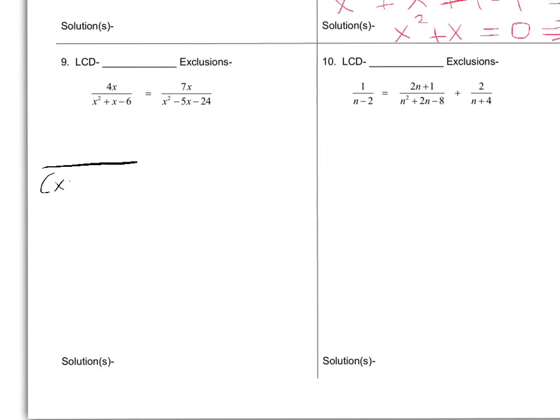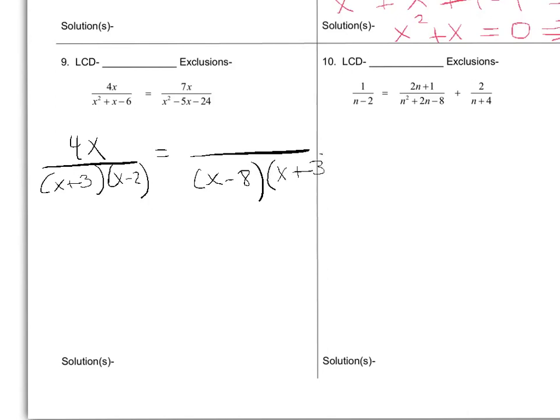So it could be x plus 3 times x minus 2 equals x minus 8 and x plus 3. So two numbers that would multiply to give you negative 24 and add to give you negative 5 are negative 8 and 3.